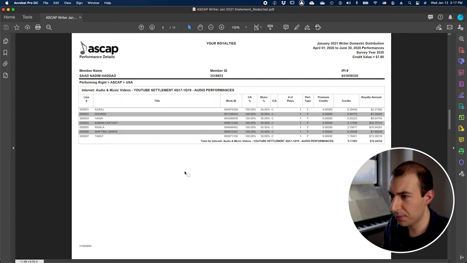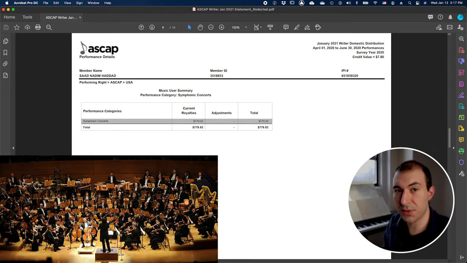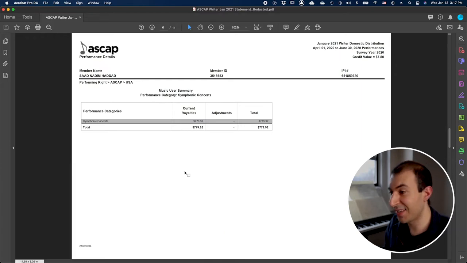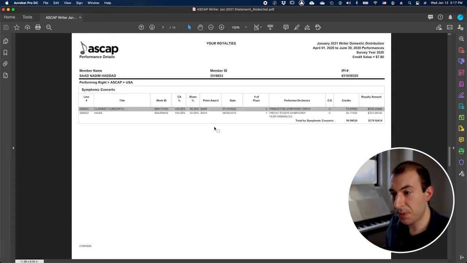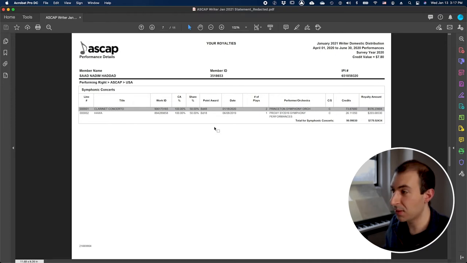All right, moving on. Now here we have my symphonic concerts breakdown. You see here the number is much larger because symphonic concerts are these big orchestral shows. Of course, the royalty amount should be much higher, $779.92. Moving on to the breakdown. So here we have two pieces, my clarinet concerto, which was performed on January 18, 2020, which is outside the bounds of April 1, 2020 to June 30, 2020. So there could be some discrepancies here.